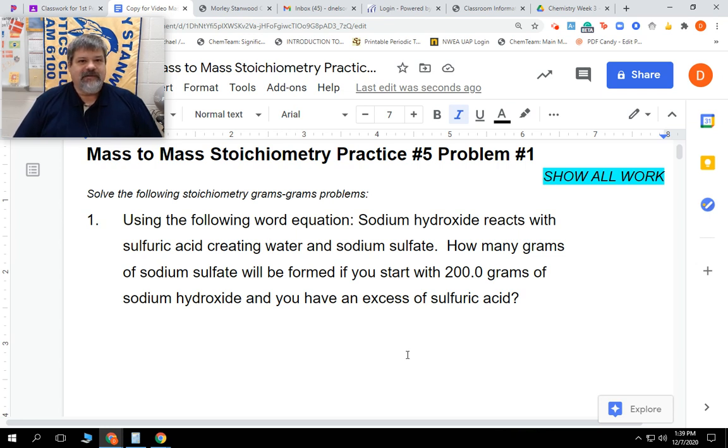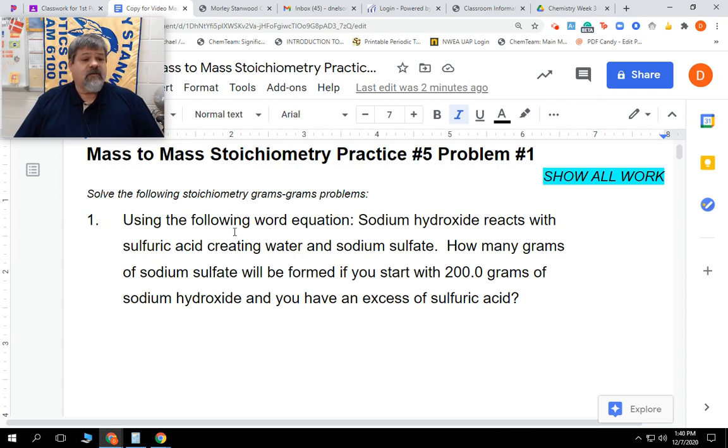Okay, we're going to do stoichiometry mass to mass. We're going to use practice sheet number 5, problem number 1. If we read the question, it says using the following word equation, sodium hydroxide reacts with sulfuric acid, creating water and sodium sulfate. How many grams of sodium sulfate will be formed? That's what we're looking for if we start with 200 grams of sodium hydroxide. Just remember, you're going to have an excess of sulfuric acid, and this is going to be a theoretical yield.